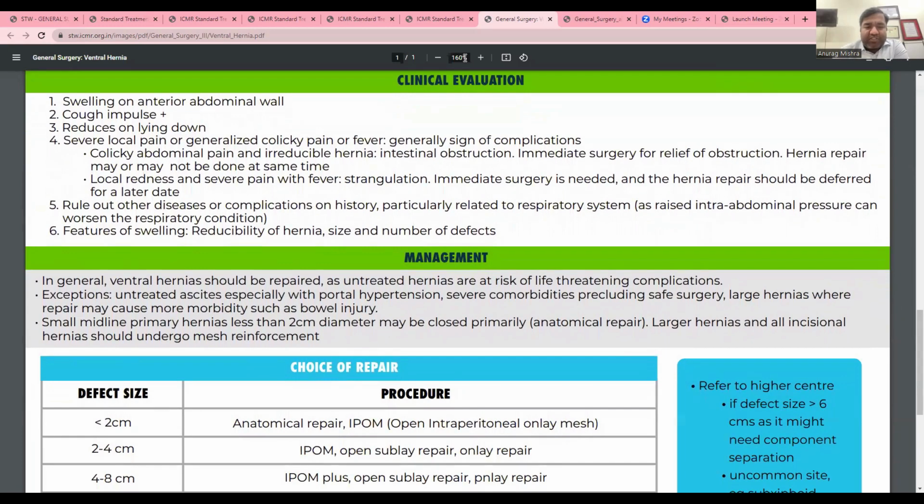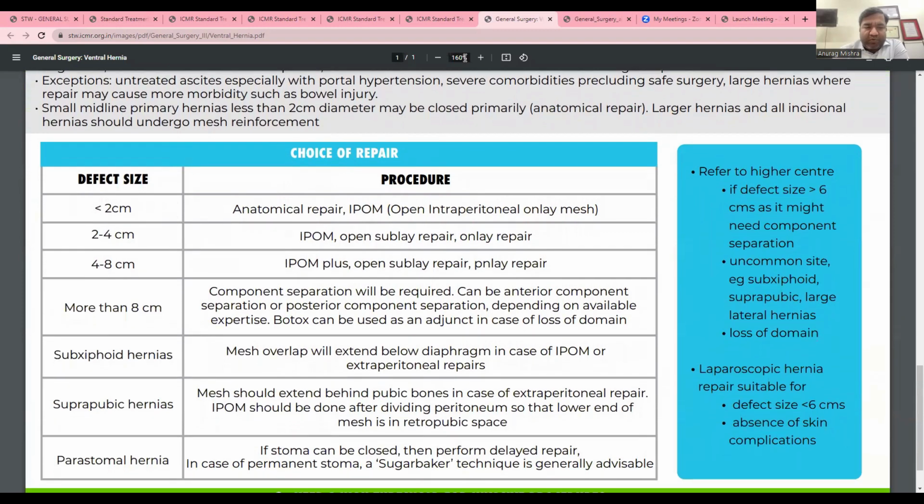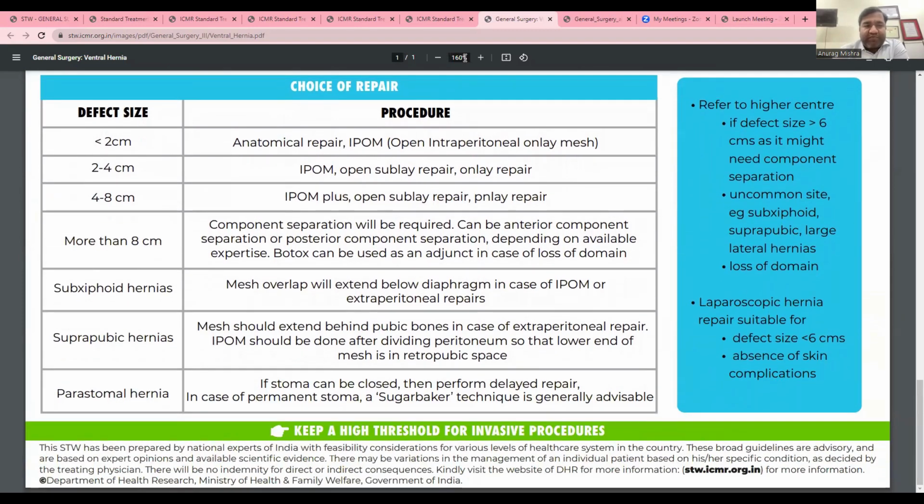So where according to the size, can you scroll down further? Yeah. Full down. Yeah, perfect. Thank you.